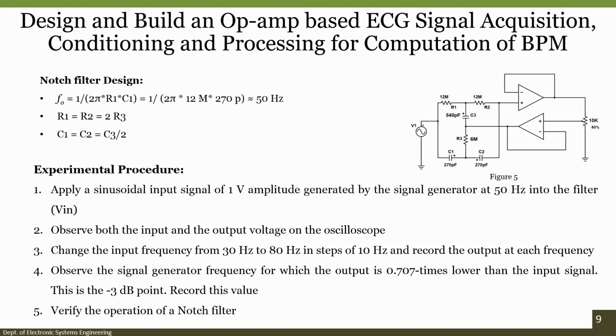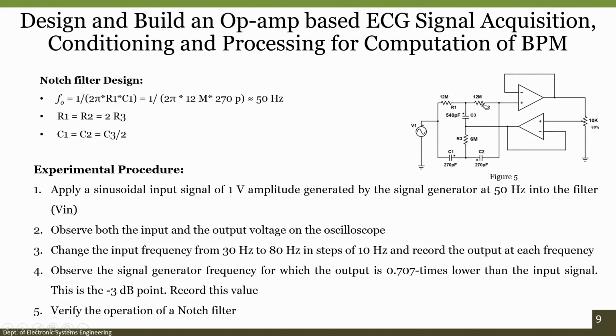Now, how can you design a notch filter? A notch filter is very easy to design. We have seen it in the earlier modules. Here what we have is Fo equals 1 by 2 pi R1 C1, which is 1 by 2 pi RC. We substitute the values which are already given here, and you can design the notch filter.